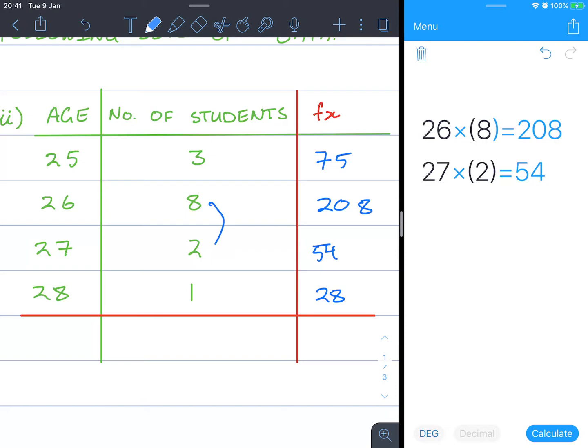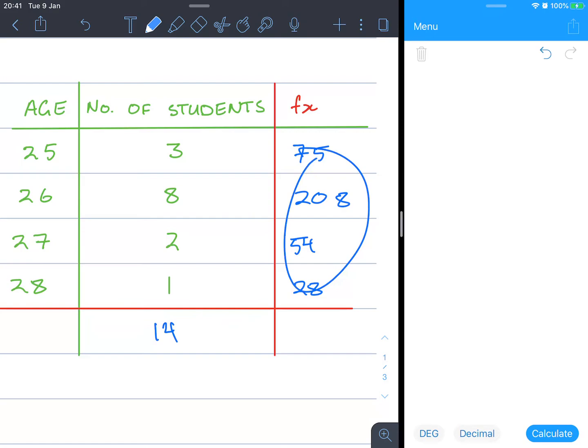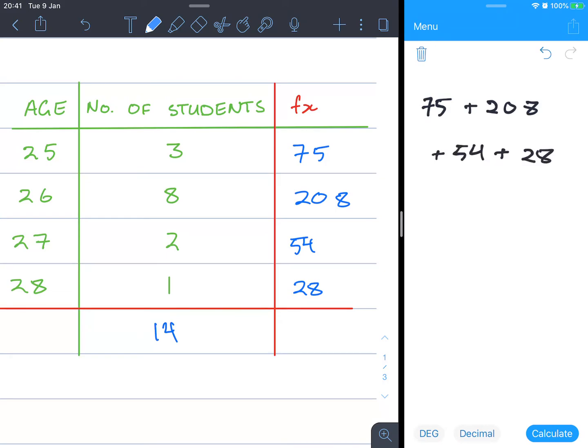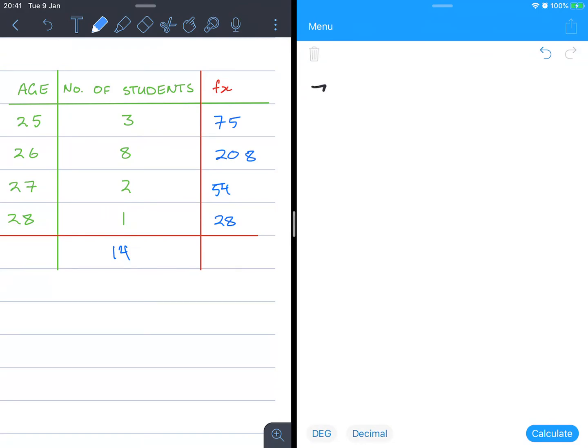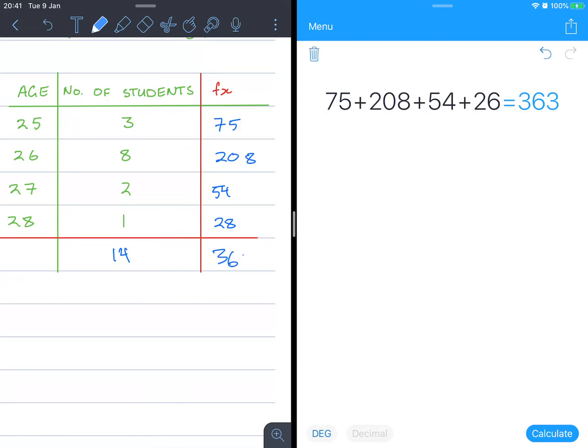Adding all these together, we get 14. And adding all of these together, we should get 75, 208, 54, 28. All in one line, that's 363.